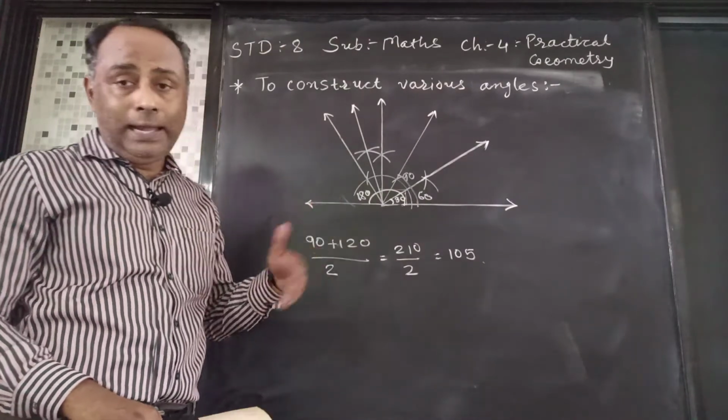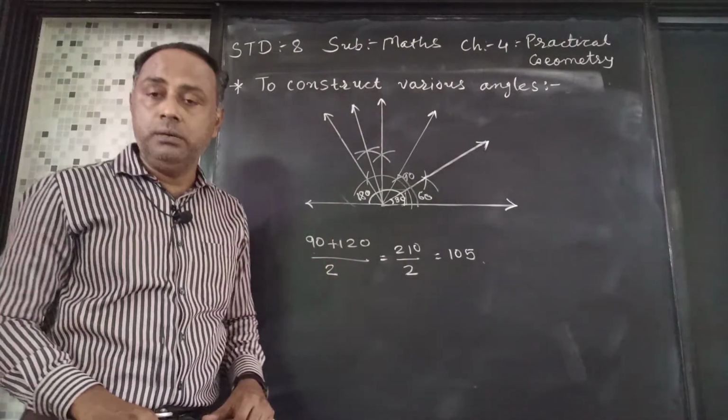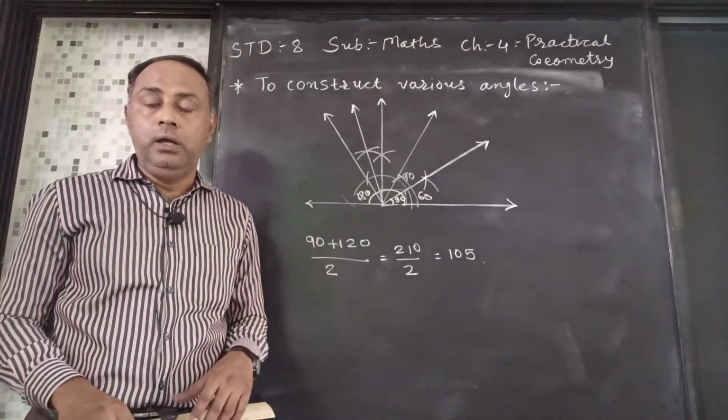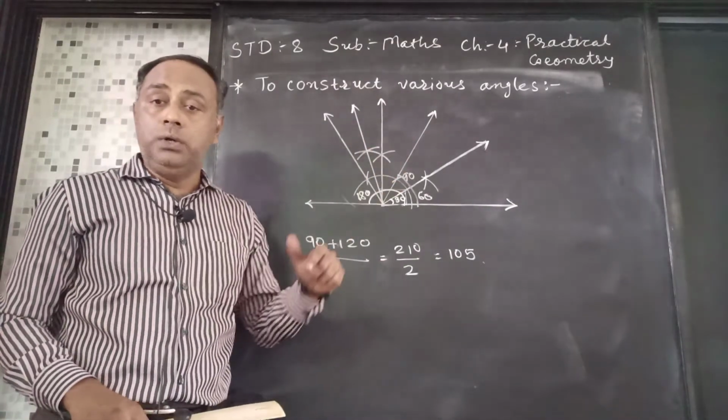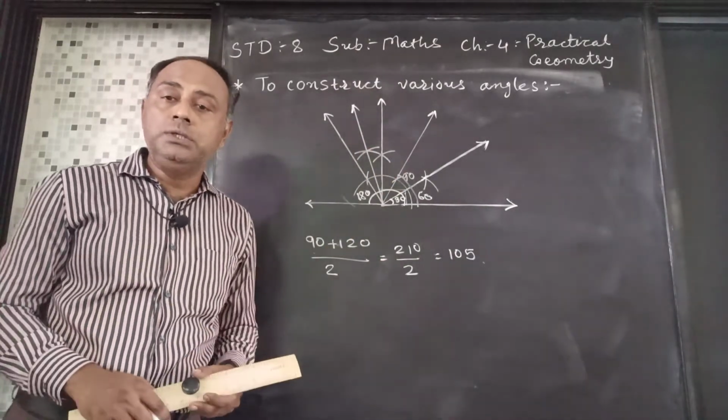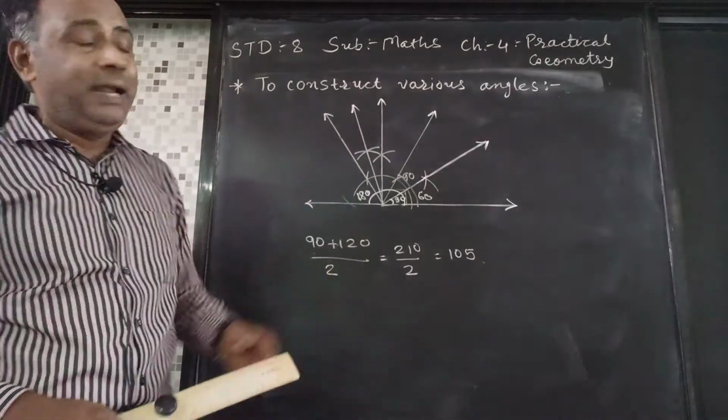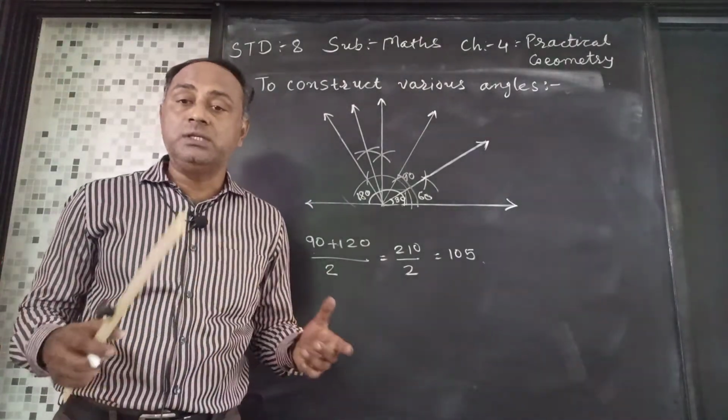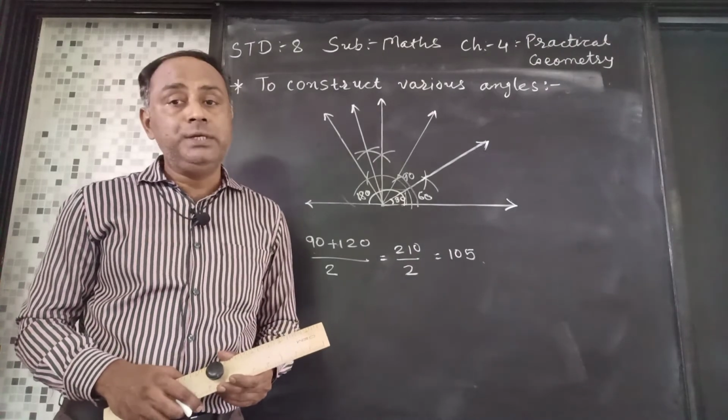So various angles can be constructed by using the compass and scale, and we need to remember it so that we can use it in our chapter 4 practical geometry, where you are supposed to draw quadrilaterals.